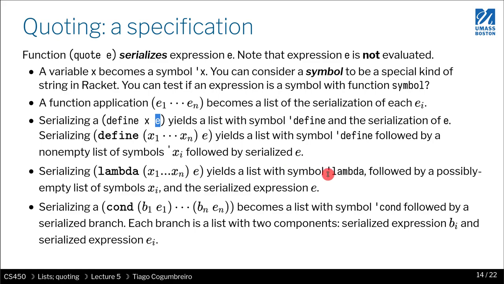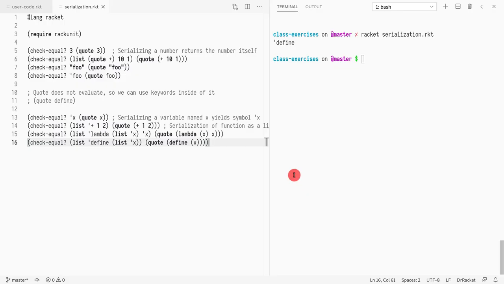Similarly with the lambda, right? You will see, if I were to write in this example, I quoted lambda x, what shows up is a list. First element is a lambda. And then inside you have another list, which contains a quoted x. And then the return is a simple symbol.